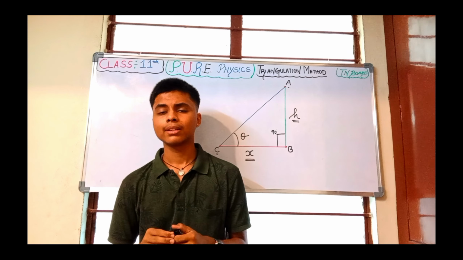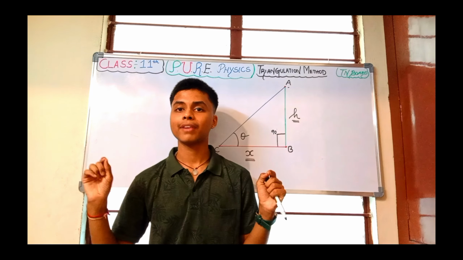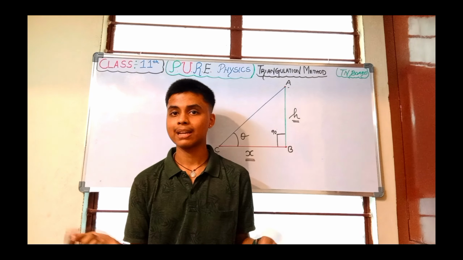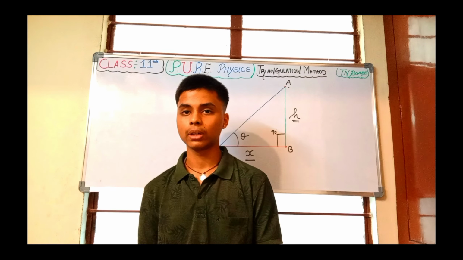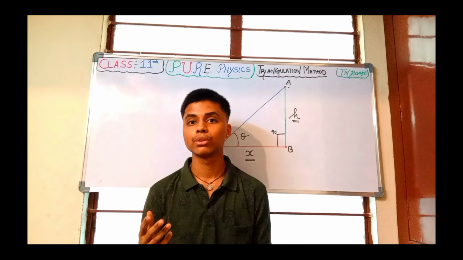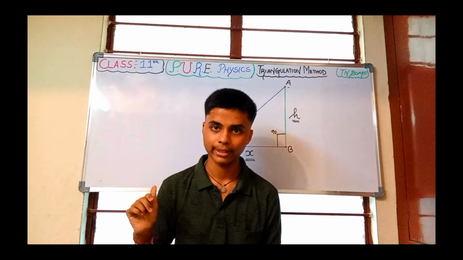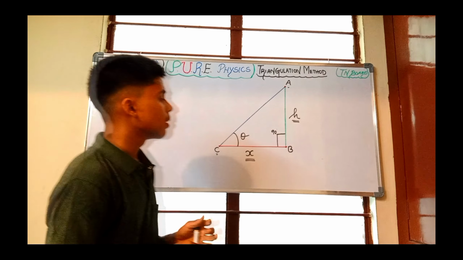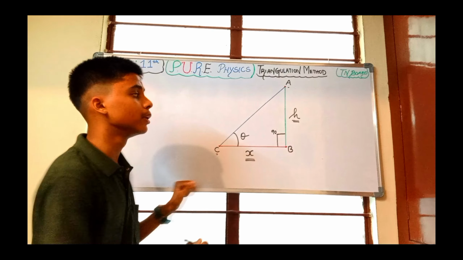So this method is used to find larger distance. To find larger distance, this method is applied. For example, if we need to find the distance between Moon and Earth or any planet with respect to Earth, we will be using triangulation method. Of course, to measure the distance between Moon and Earth, we use radar method or a parallax method, or we can use this method.